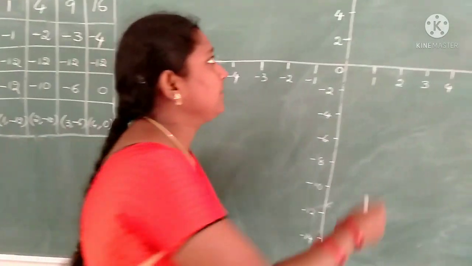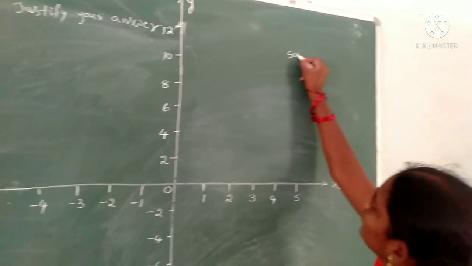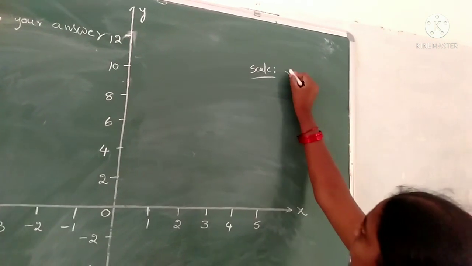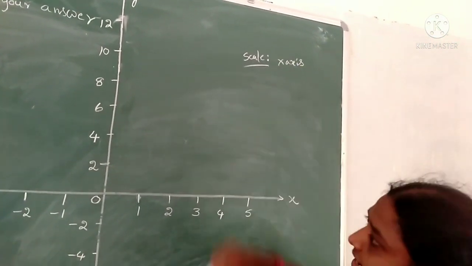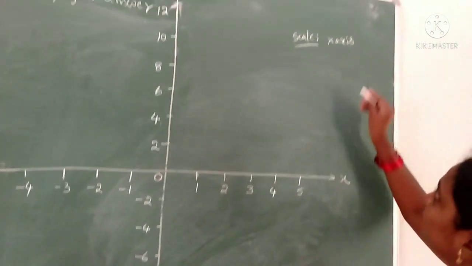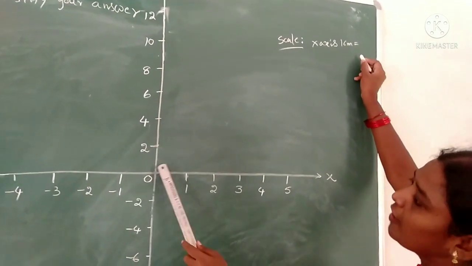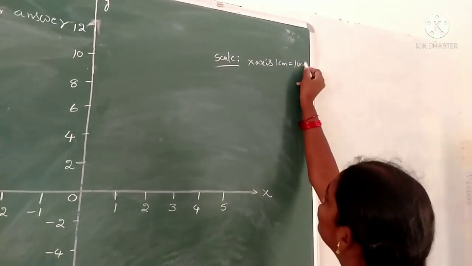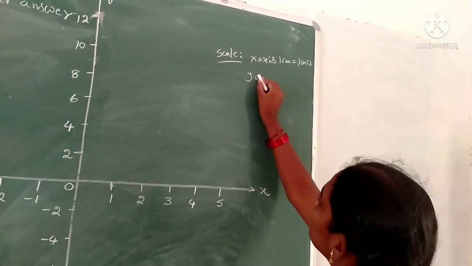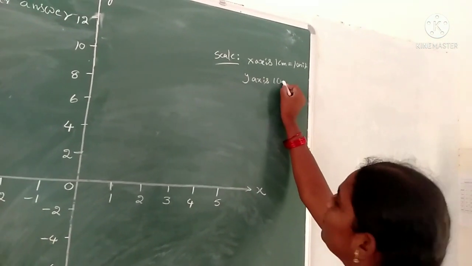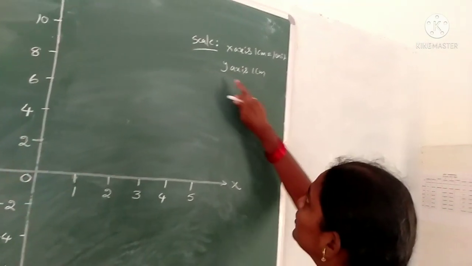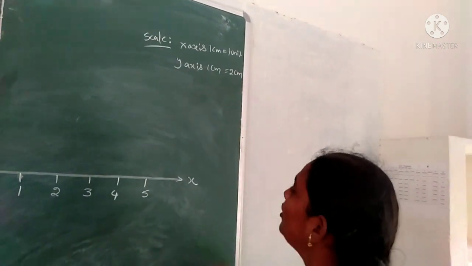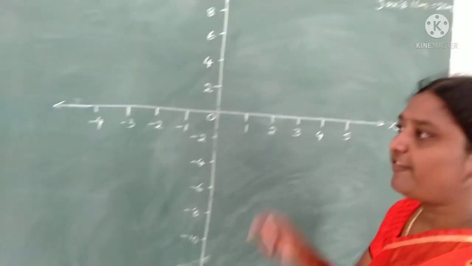First we write the scale. X-axis: we take 1 centimeter equal to 1 unit, difference 1, 1, 1. And y-axis: we take 1 centimeter equal to 2 units. First we locate the first point.